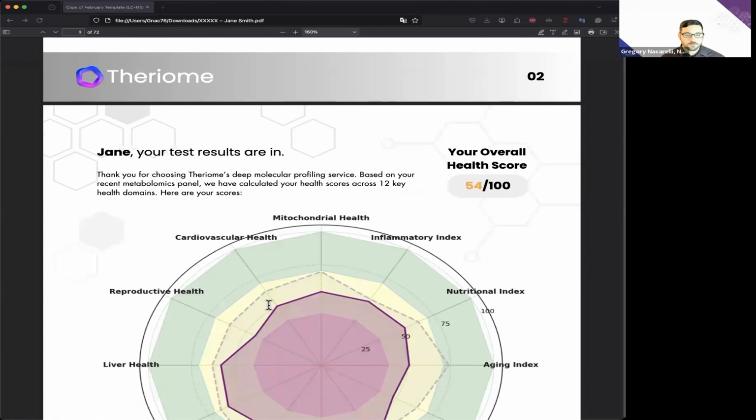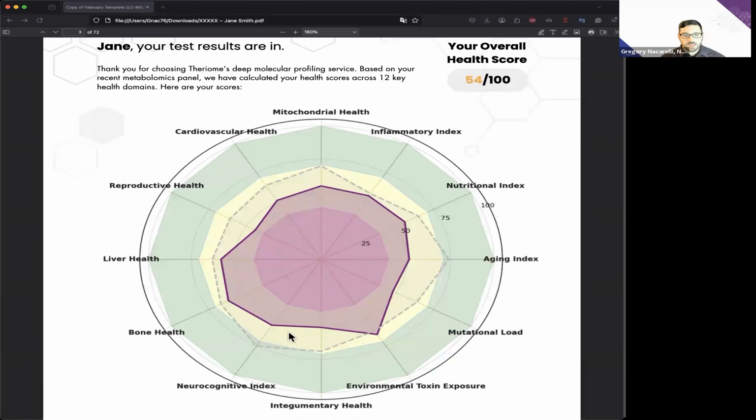As we scroll through the report, this is the main results page. We will see our various health domains here. We have mitochondrial health, inflammatory, nutritional, aging, mutational load, environmental toxin exposure, tegumentary health, neurocognitive, bone health, liver health, reproductive health, and cardiovascular health. These will be ranked in terms of poor in red, normative in yellow, and optimized in green. Each peak represents where the health domain has been scored.